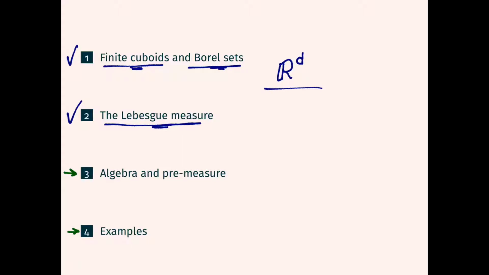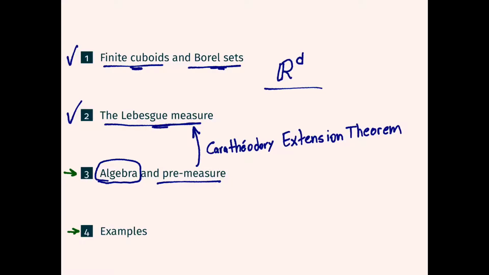Now in the second part, we'll discuss a convenient algebra of sets of Rd and define a pre-measure on that algebra, because then, as usual, the Carathéodory extension theorem will give us the existence and uniqueness of the Lebesgue measure. Then we briefly discuss some examples that will help us have a grasp on how to understand Lebesgue measure in high dimensions.